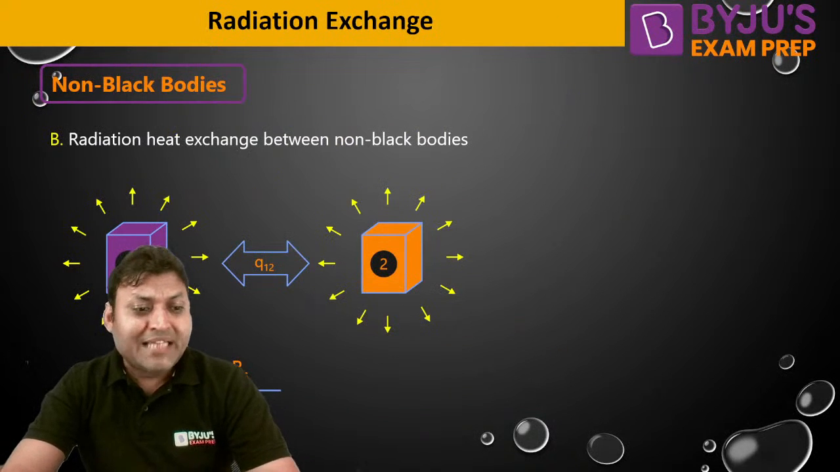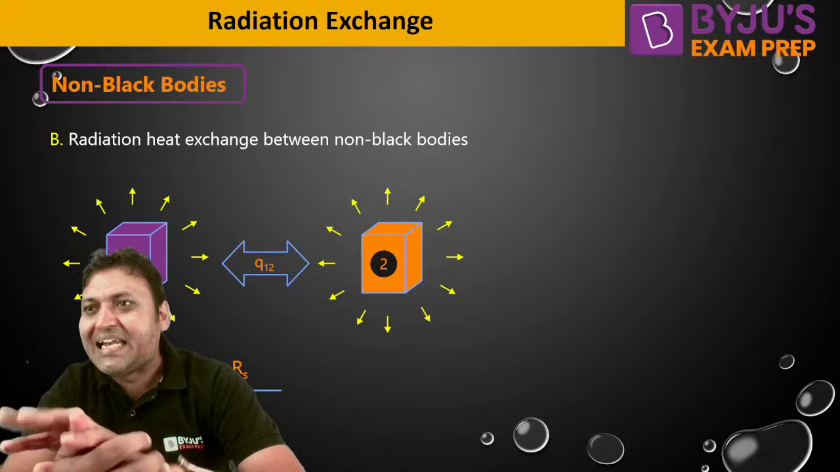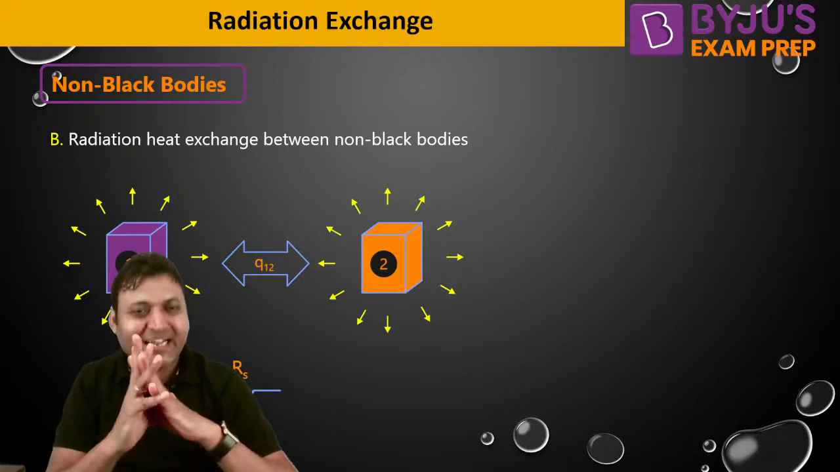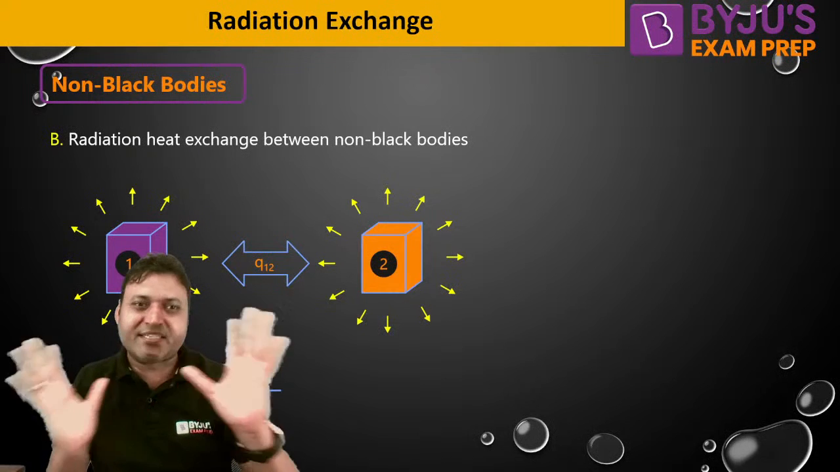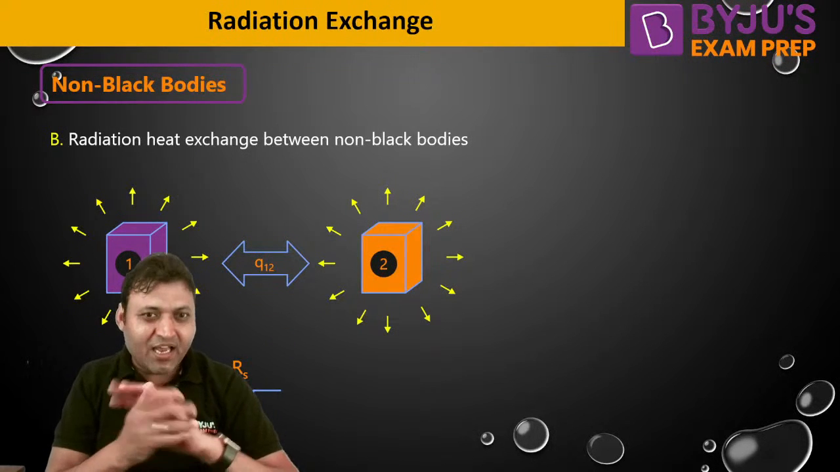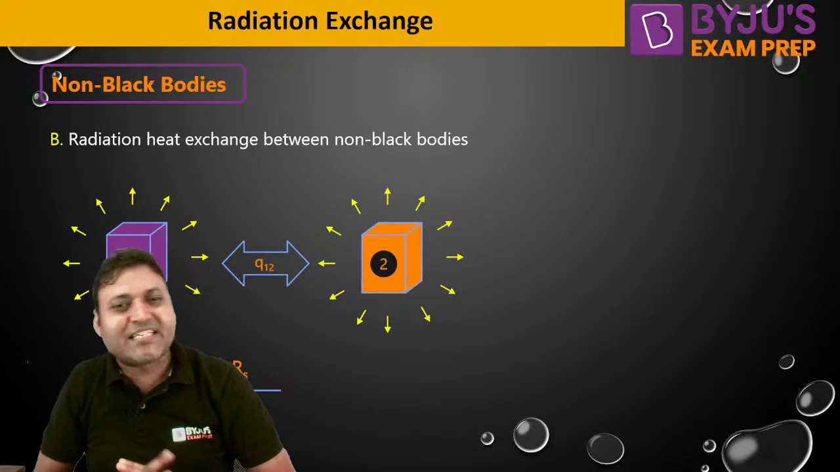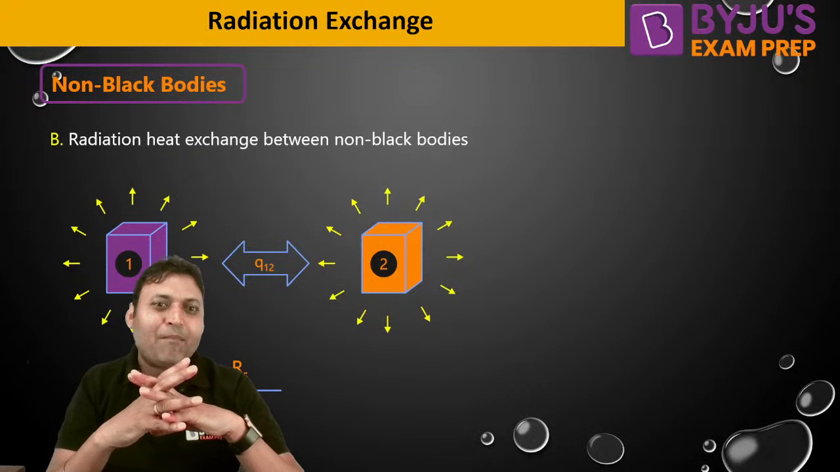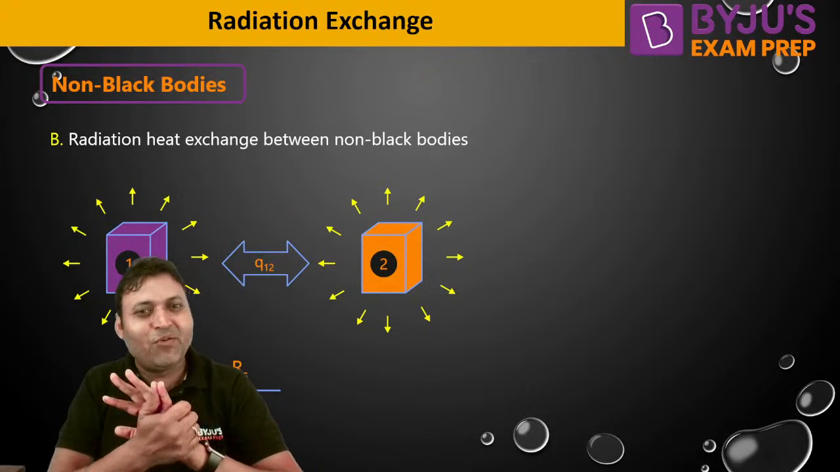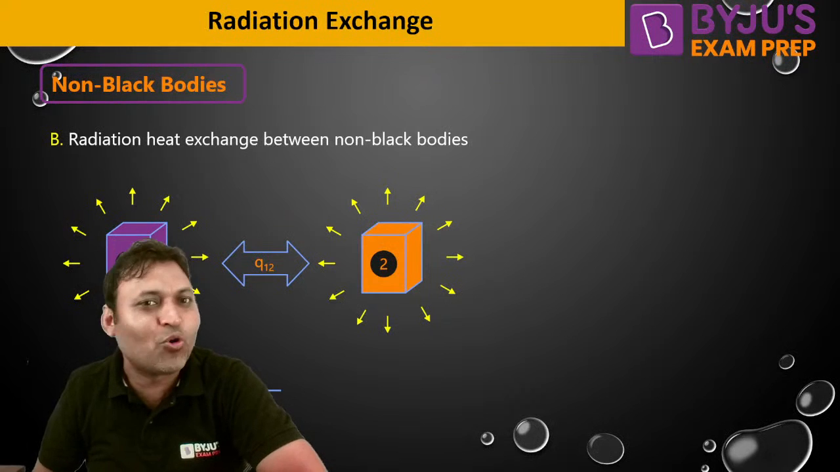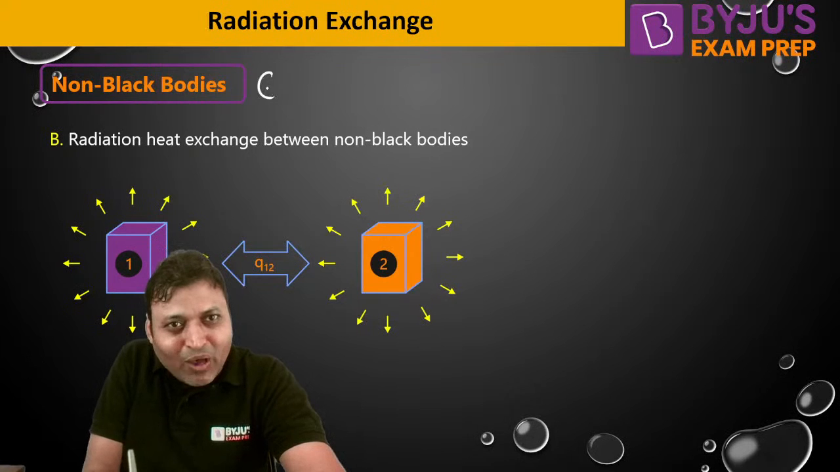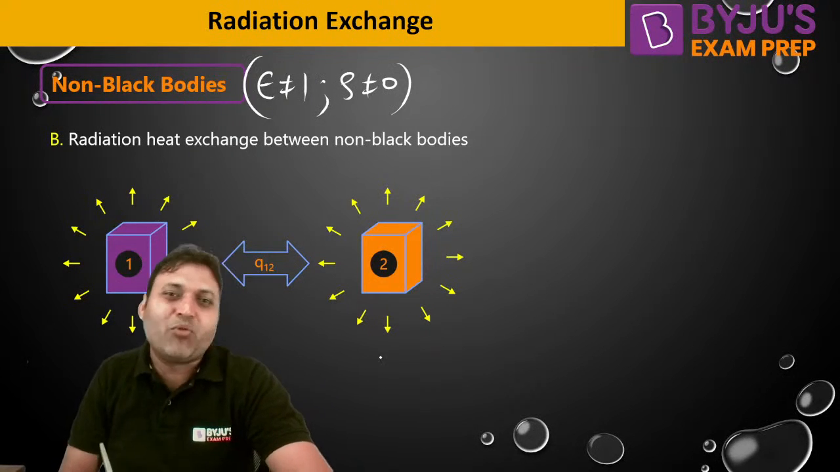Now, the next part of the analysis is a little more complicated. Black body radiation analysis is quite simple. There is only one resistance, that is called the space resistance between 1 and 2. So for the radiation exchange between black bodies, it is given by delta Eb upon space resistance, and delta Eb can be written by using the Stefan-Boltzmann law. Now, if we talk about the radiation heat exchange between non-black bodies, epsilon will not be 1 or rho will not be 0. They are non-black bodies.